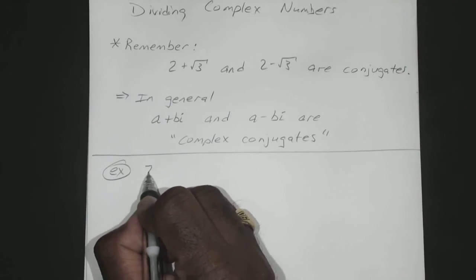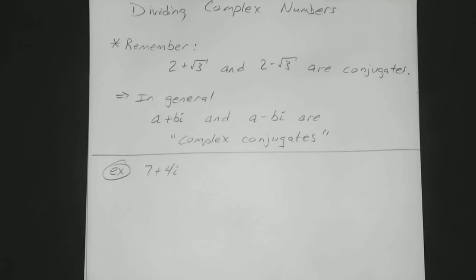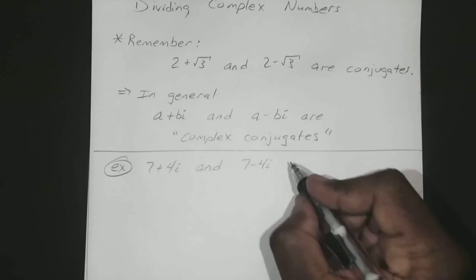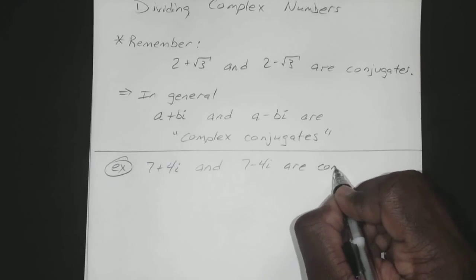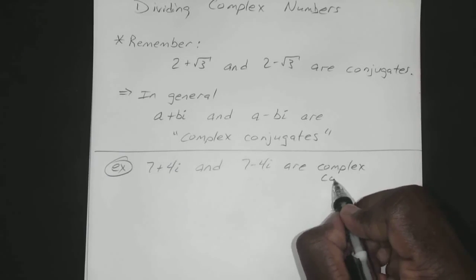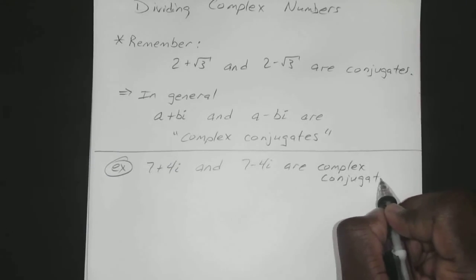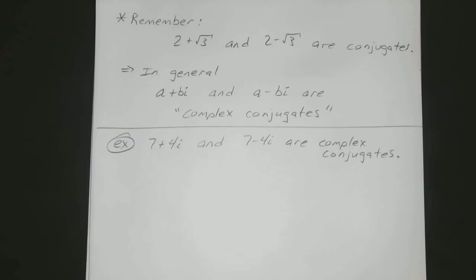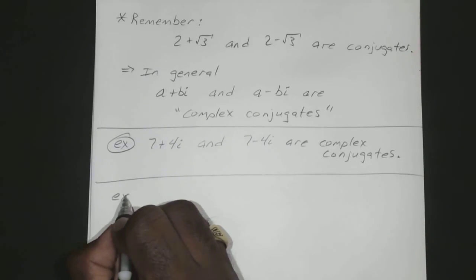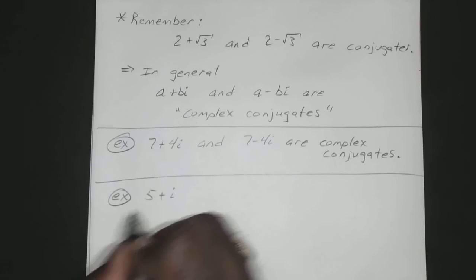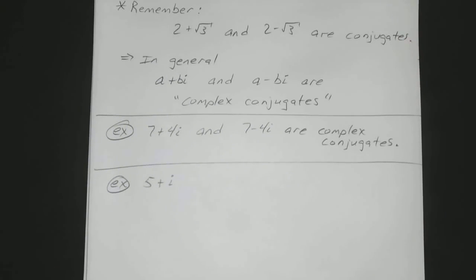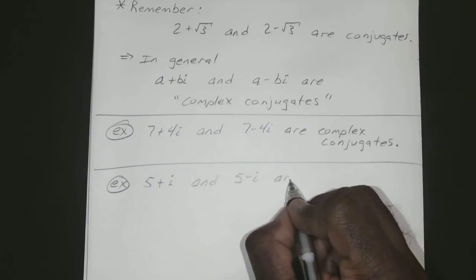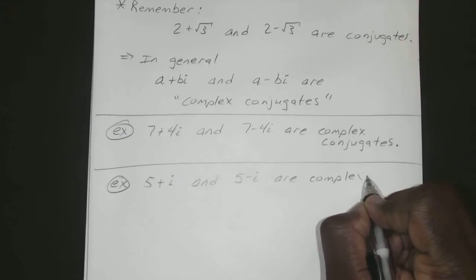Okay, so if you have 7 plus 4i, then that means that 7 minus 4i is its conjugate. So they're complex conjugates. Or what if you have 5 plus i? And we know that 5 minus i is its conjugate, or complex conjugates.